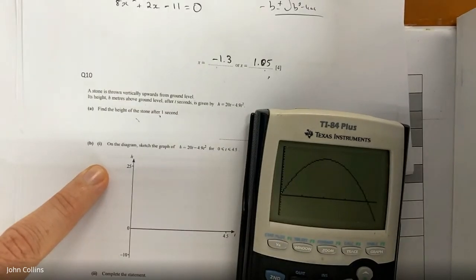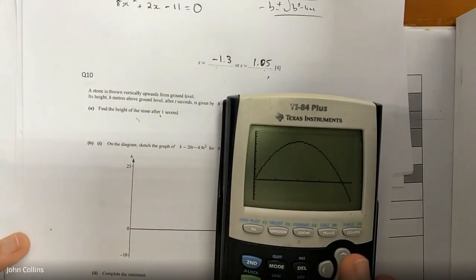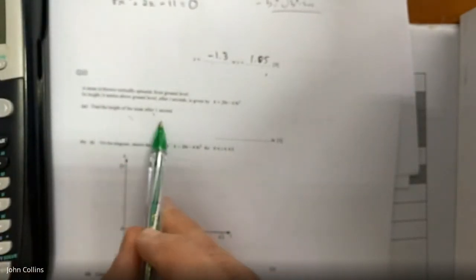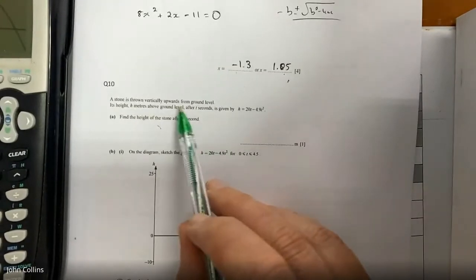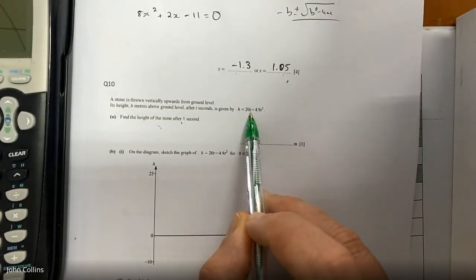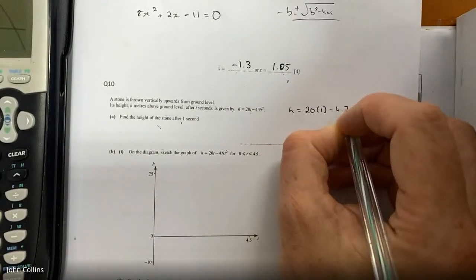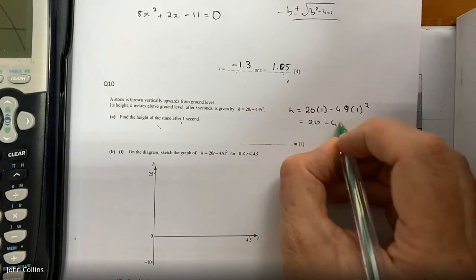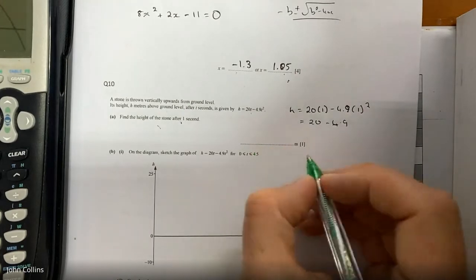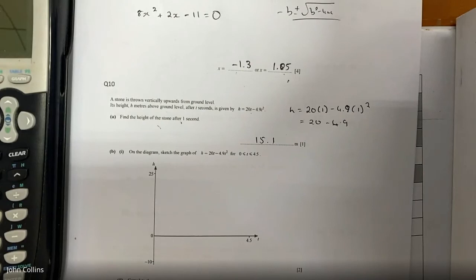Okay, and then you have to draw this in the next one. I haven't even started the question yet. I just drew it, so I'll have it. Find the height of the stone after 1 second. Well, I don't need the calculator for that because t will be 1. So I would just put in 1 here for t and use my calculator. H is equal to 20 times 1 minus 4.9 times 1 squared. So that's 20 take away 4.9, and that's going to give, what, 15.1? And that's that done without using the graph.